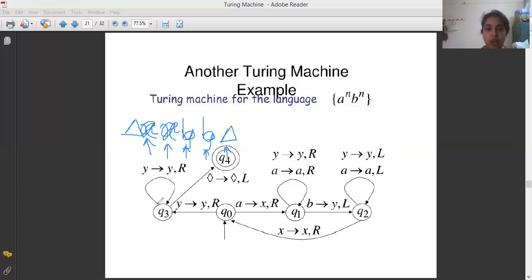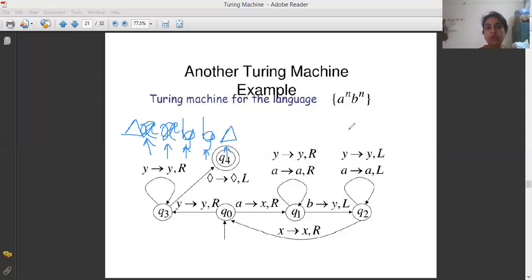Keep on reading those Y's, keep on moving towards the right till you find that there is an immediate blank on the extreme right end of your Y's. And the minute this configuration is met, you will land in the accepting state, or what you call halt with acceptance. I think you have got this, the working of this Turing machine for the language A raised to n, B raised to n.